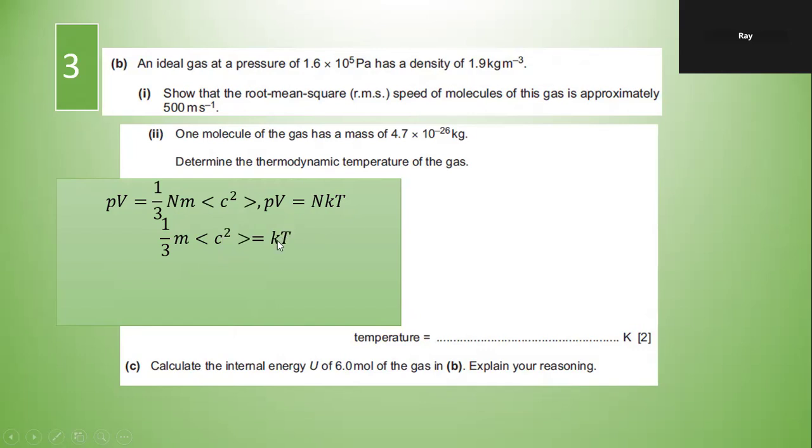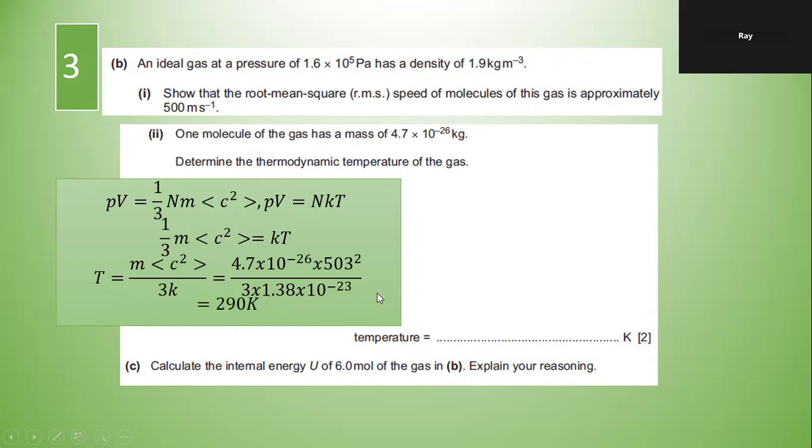So you want to find T. Take the k down. Put in your values. There's your m, c we have obtained previously, 3, and k you get from the data sheet. 290 Kelvin.